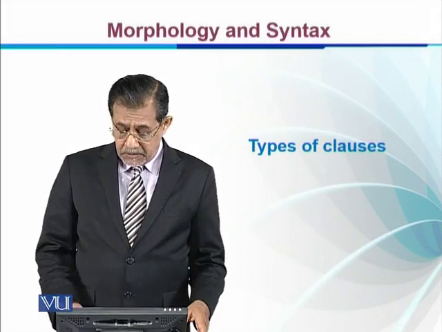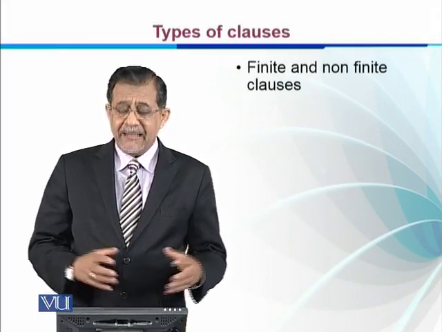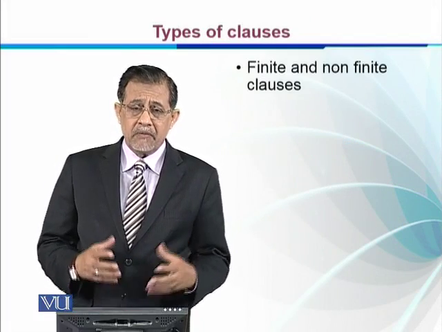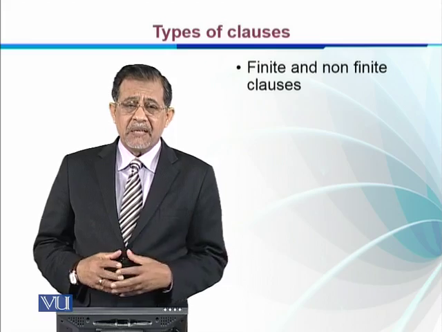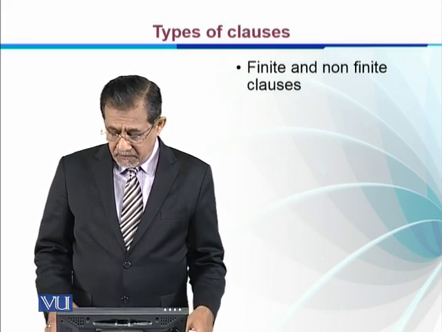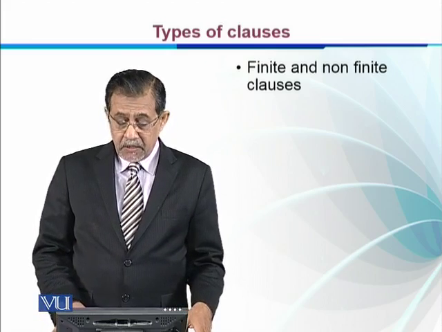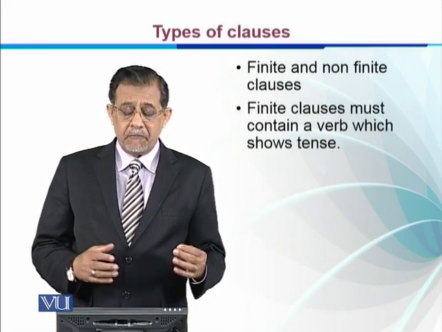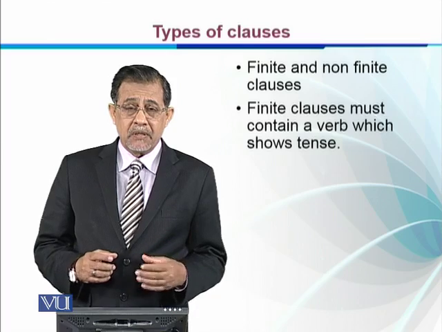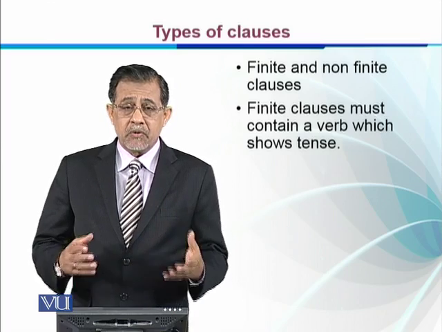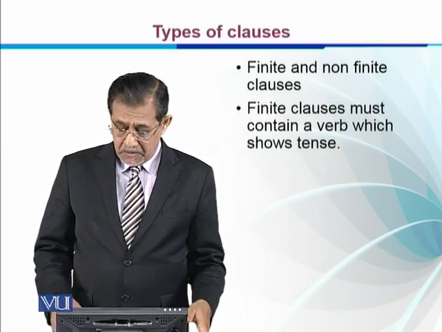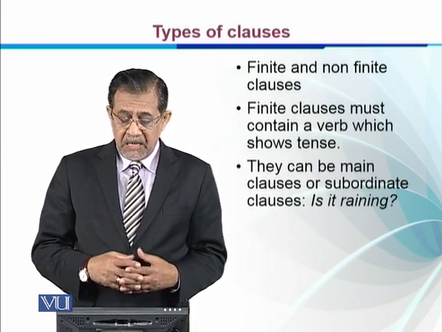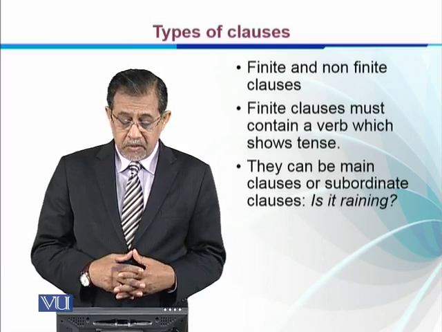Types of clauses. Finite and non-finite clauses. We have been discussing these and have made them clear at certain times, but again we need to look at these two types of clauses. Finite clauses must contain a verb which shows tense, for example, present tense or past tense. They can be main clauses or subordinate clauses.